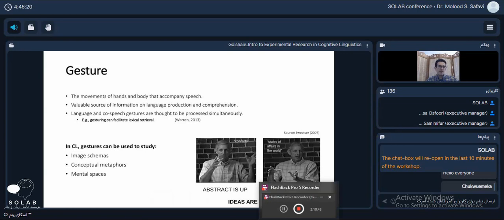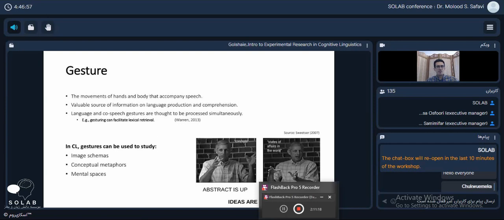And there's evidence that language and co-speech gestures are thought to be processed simultaneously. For example, it's been shown that gesturing can facilitate lexical retrieval. In cognitive linguistics, you can use gestures to study image schemas, conceptual metaphors, and mental spaces. Here, you can see two pictures of Mark Johnson.